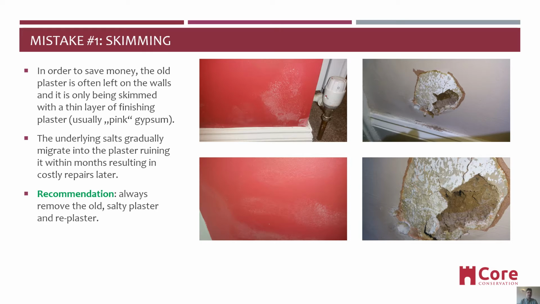The problem is that the underlying salts in the old plaster, we can see them, some of them here, kind of this whitish powder. The underlying salts, when the gypsum plaster is applied, start migrating into the skim and will ruin it in a matter of months, resulting in costly repairs later. Our recommendation and good industry practice, always remove the old salty plaster and replaster the wall from scratch. Here we can see the salts coming through after about 6 months. And here as well we can see these white patches.